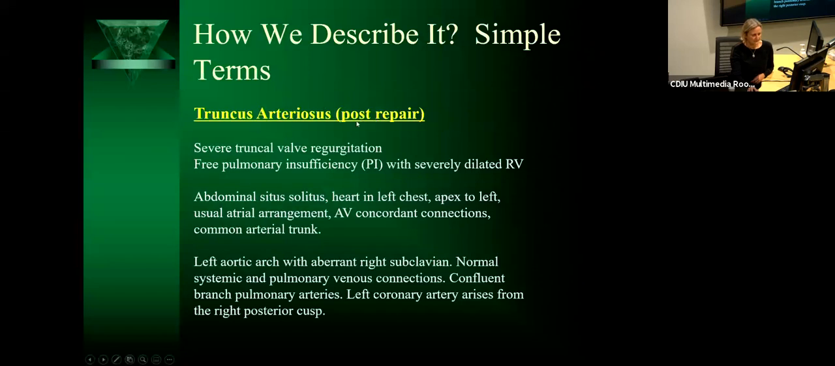Truncus arteriosus, this was a post-repair, so severe truncal valve regurgitation, free pulmonary insufficiency with a severely dilated right ventricle, but abdominal situs solitus, heart in the left chest, apex to the left, usual atrial arrangement, AV concordant connections, common arterial trunk. So remember, it's a truncus now, so it's a common arterial trunk. Left aortic arch with aberrant right subclavian artery, normal systemic and pulmonary venous connections, confluent branch pulmonary arteries, left coronary artery arises from the right posterior cusp.